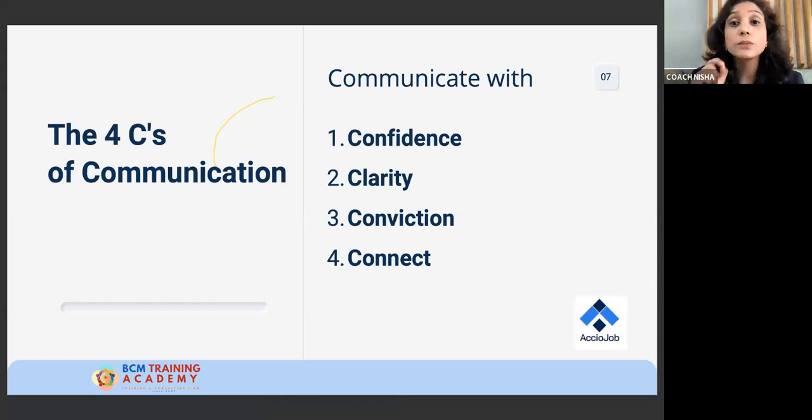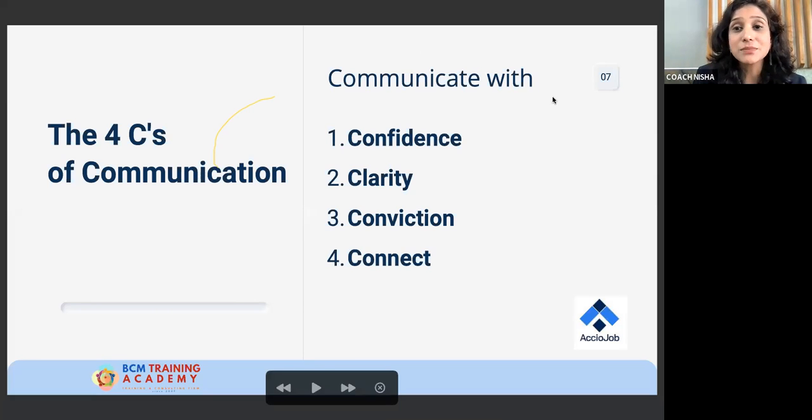So believe in yourself and communicate with these 4 C's. 1, confidence. 2, clarity. Don't confuse people with a lot of information. First, be clear yourself. And then think about what you want to speak. The 5 W's and H, right? What, why, when, where, and how. You must know what you want to speak and then speak. So even if you're taking a moment to think before you answer, it's okay. But don't just answer anything. So have clarity so that the other person follows what you want to say.